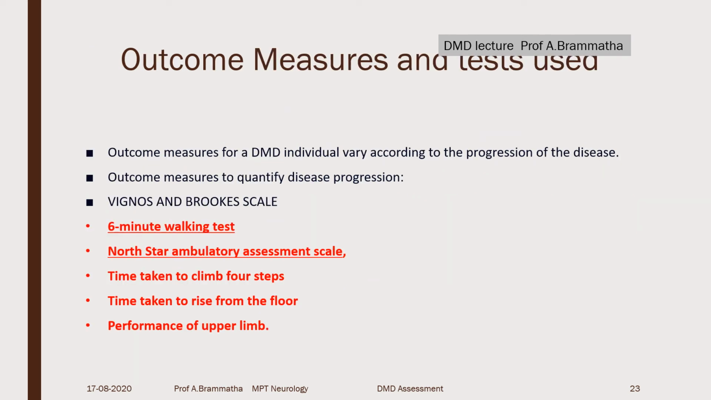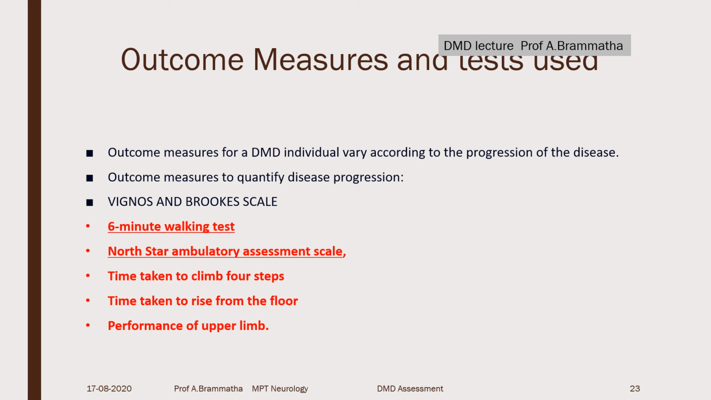And the outcome measures. As we have disease specific scales for other conditions, we have them here also. We have the Vignos and Brooks scale to assess the functional changes in a DMD boy. And along with that, you can do the routine 6-minute walk test, time to climb 4 steps, or the North Star Assessment scale, any functional test, because functional assessment is very, very important here.